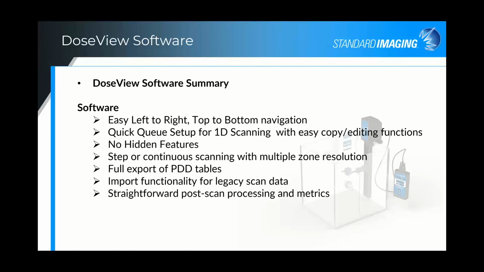Like I said, there are no hidden features. Everything is right there for you at your fingertips. They have the ability to do step or continuous scanning with multiple zones or single zones. Full export of PDD tables as well as TPR tables. The import functionality for legacy scan data. So again, if you have an IBA or PTW and you want to change over to our system, you'll still be able to analyze that data or compare that data going forward. And very straightforward and comprehensive post-scan processing and metrics. Very easy system to use.